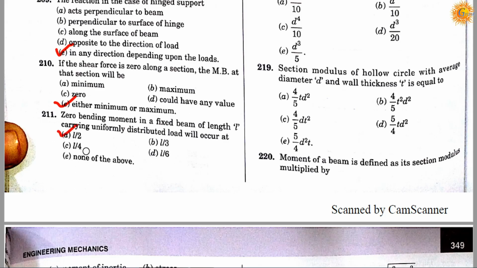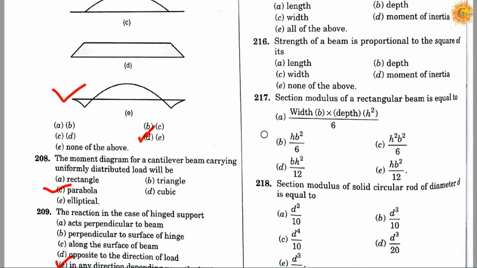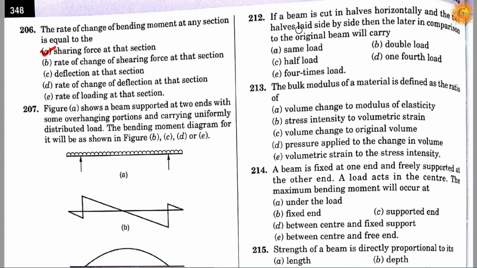Correct answer is A, it will be L by 2. Question number 212. If a beam is cut in halves horizontally and the two halves laid side by side, then the latter in comparison to the original beam will carry: option A same load, option B is a double load, option C is a half load, option D is a 1/4 load, option E is a 4 times load. Correct answer is C, it will be half load.